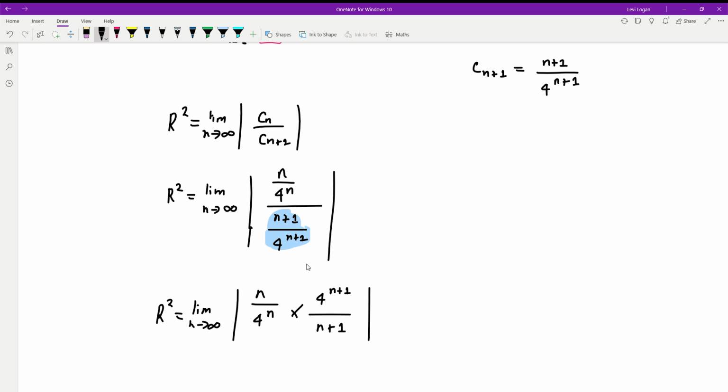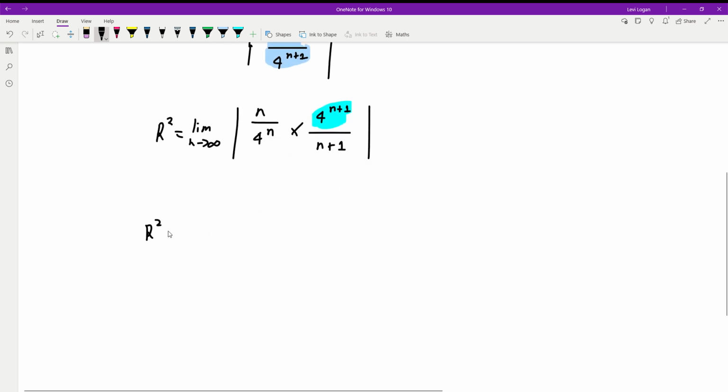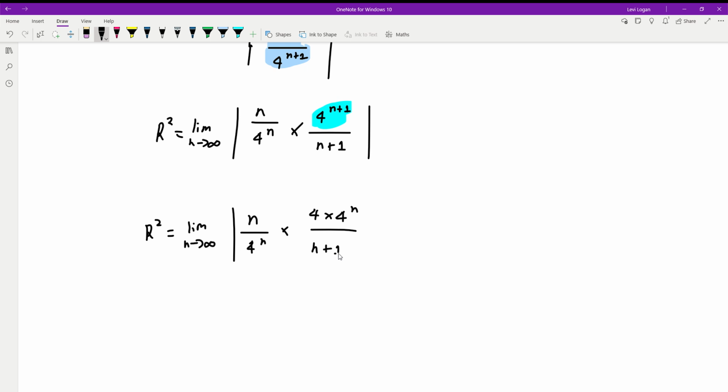Now, there's something we can do here: we can break this down before we evaluate the limit using index laws. We just have to look at this term here. 4 to the n plus 1 is the same as 4 to the n times 4. The reason I want to make this substitution is because I can cancel out the 4 to the n on the bottom. So I'll have r squared equals the limit as n goes to infinity of the absolute value of n over 4 to the n, and then I'm going to replace the top bit with 4 times 4 to the power of n, over n plus 1. Then you can see straight away those terms cancel out.